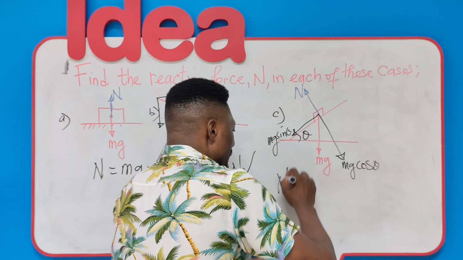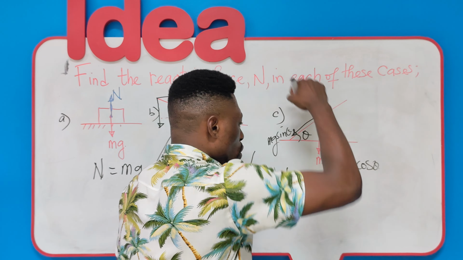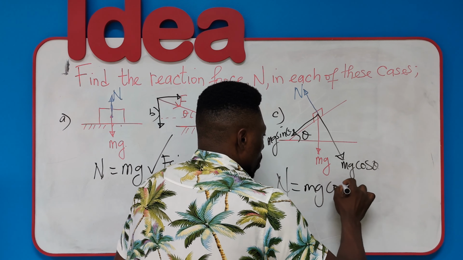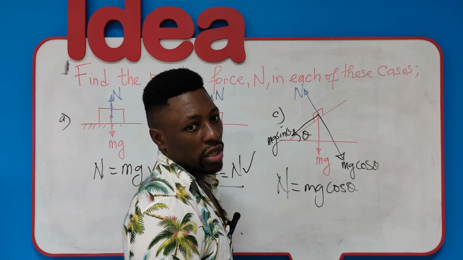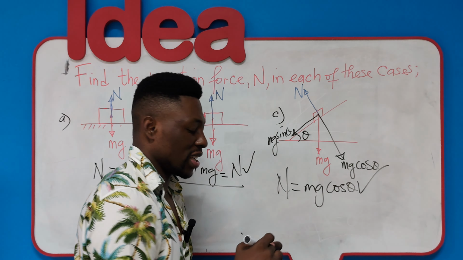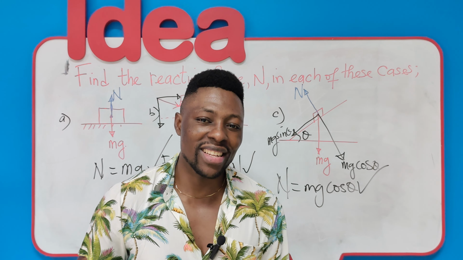For this reason, N upward will be equal to mg cos theta downward. And this is how it is for this other case, because tomorrow will certainly be better.